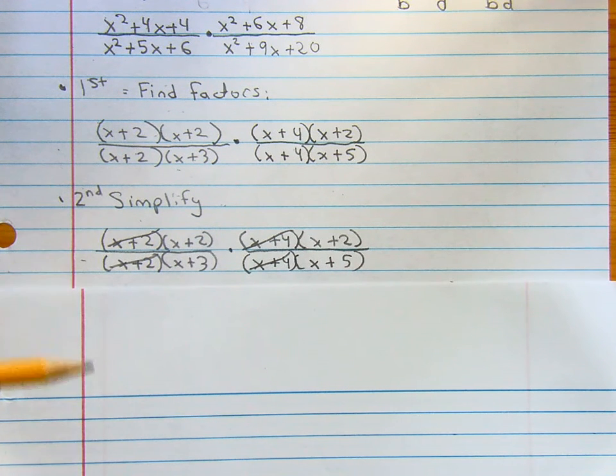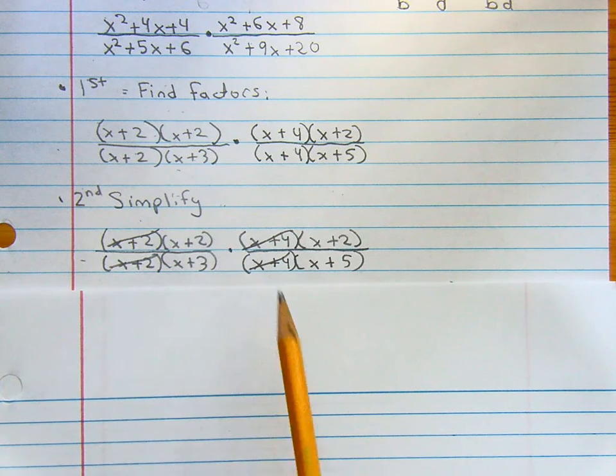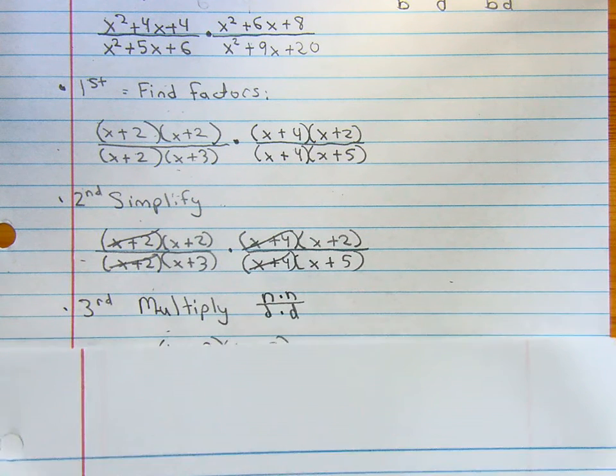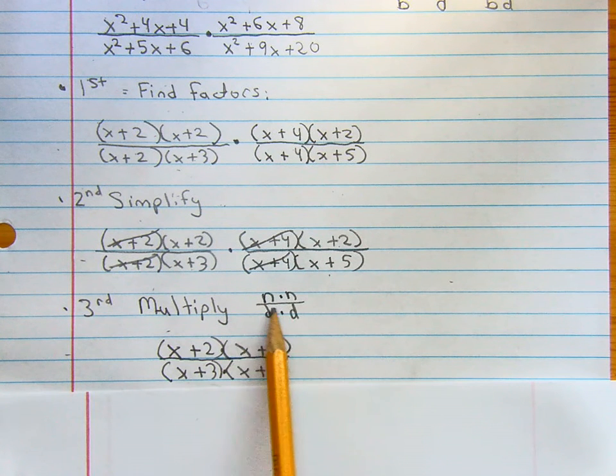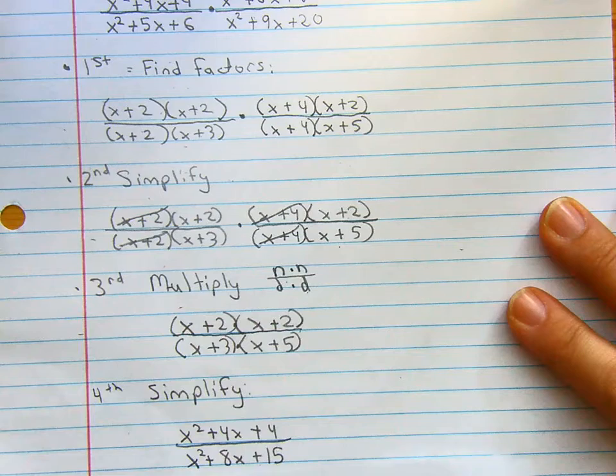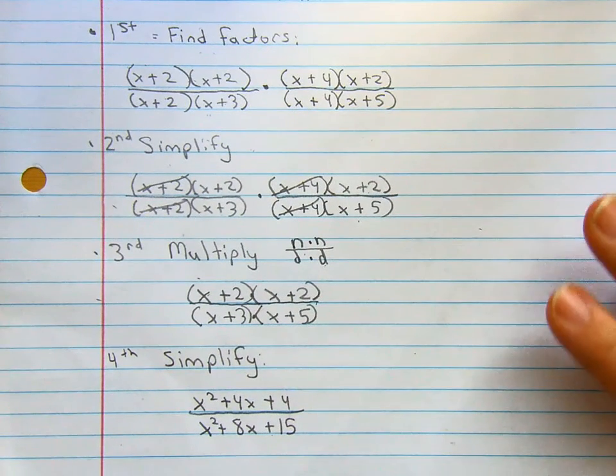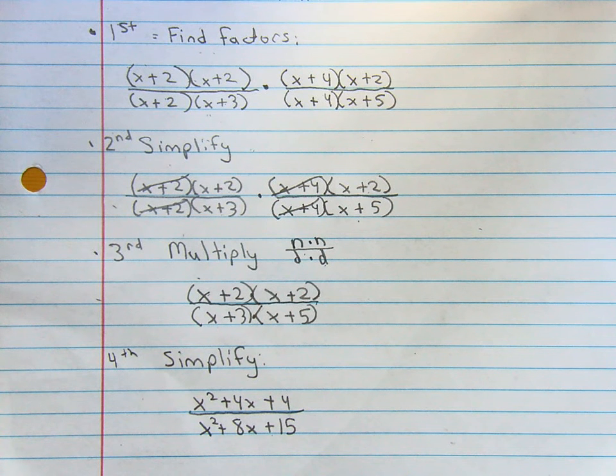So feel free to pause the video as needed to be able to copy these down. And so you're looking for your unit fractions or fractions equal to 1, and you're going to simplify those out. And so what you're left with, you're going to multiply together. Numerator to numerator, denominator to denominator. Since we have this, we can then do our last step, which is to simplify. And that will thus also be our answer.